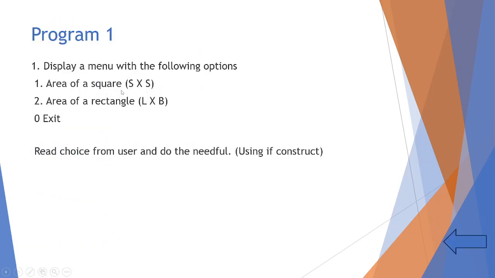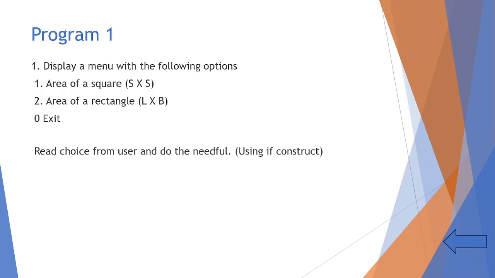Menu program using if statement. Let's see one program here. Display a menu with the following options. First option is area of square, which is S into S, second is area of rectangle, formula is L into B, and 0 to exit. So display a menu means we will have three statements showing the menu: first, second and 0, that is the third option. Now read choice from user and do the needful.